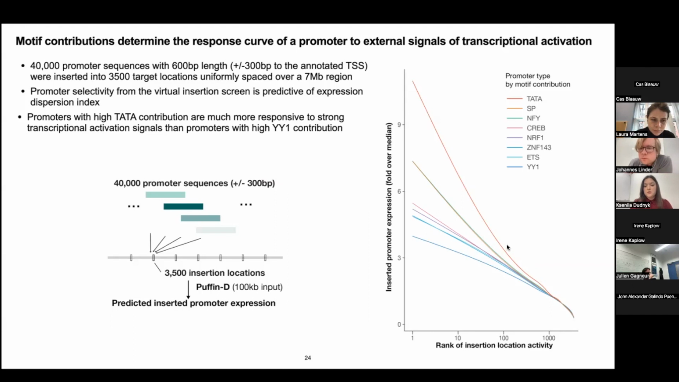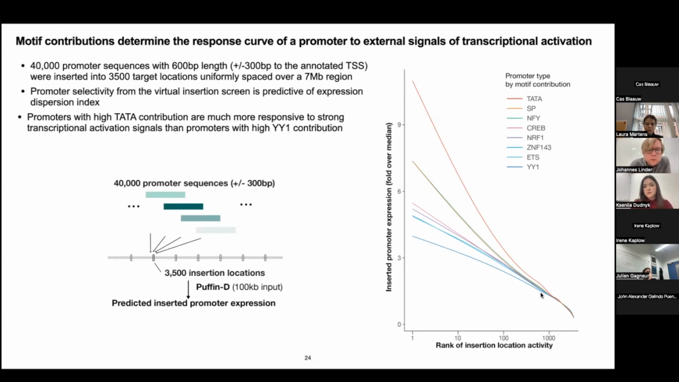Here, we plotted the response curve of every group of promoters. The y-axis is the expression of the promoter in the genomic location where we inserted it. And here, the y-axis shows the rank of this location's activity, which is the mean predicted expression of that location across all inserted promoters. So locations in the genome that already had strong transcription initiation activity will be on the left, and those that are weak will be on the right.